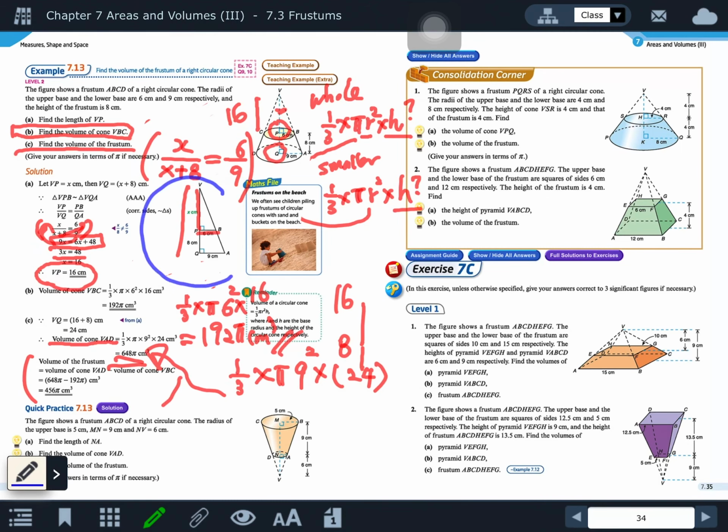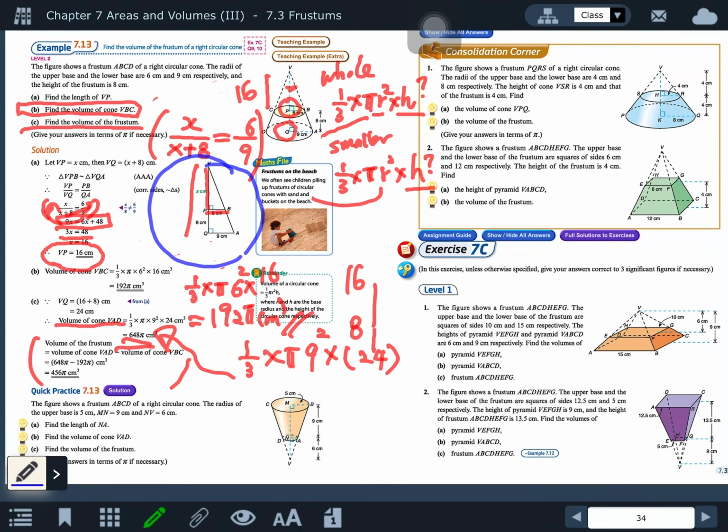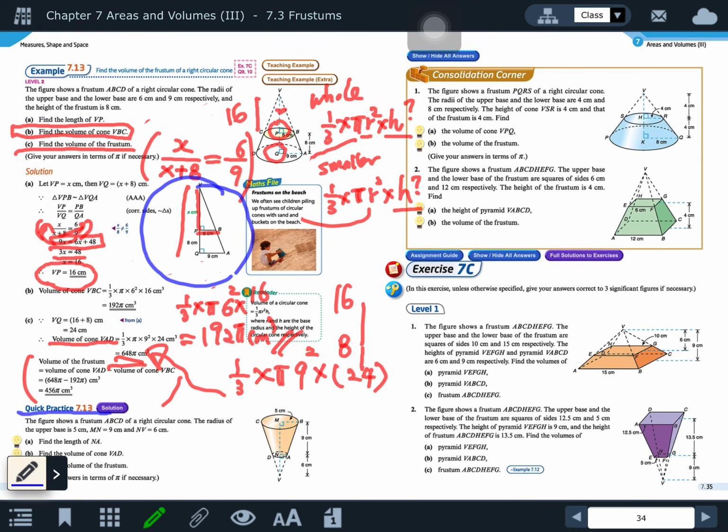So let's try this technique to finish the quick practice 7.13. And then actually this is the end of 7C. Okay, you can try out the consolidation corner, and find out if there are any problems or things you don't know.